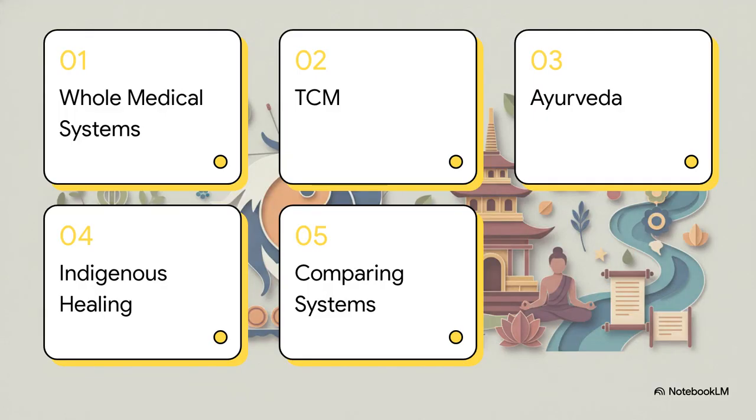Okay, so here's our roadmap for today's explainer. First, we'll unpack whole medical systems. Then we'll explore traditional Chinese medicine, move on to Ayurveda and inner balance, look at indigenous healing practices, and finally, we'll figure out how to safely compare and integrate all of them.